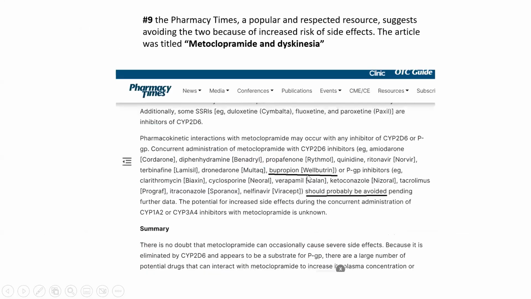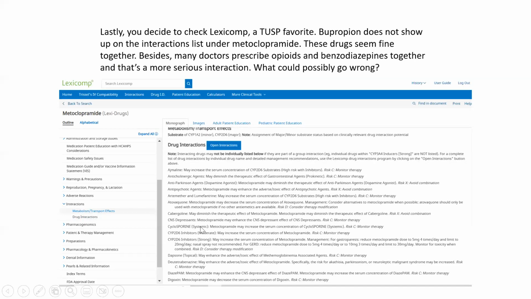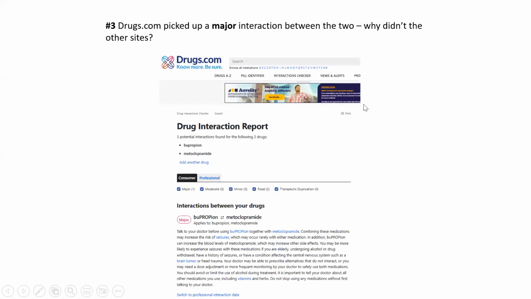So if we go back here, it says CYP2D6 inhibitors. It is listed here. So it just lumped all of them together. But if you did not know that Wellbutrin was a CYP2D6 inhibitor, you would not have known that. Let's go back.